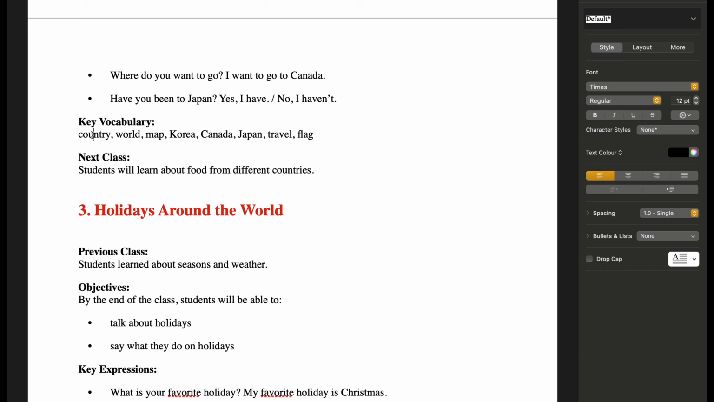Key vocabulary, you have country, world, map, Korea, Canada, flag, South Africa, because I'm from South Africa, so I gotta put my country in there. Get it? Fine. Students will learn about different foods from different countries. That is for the next lesson.